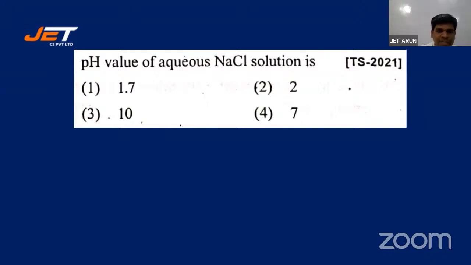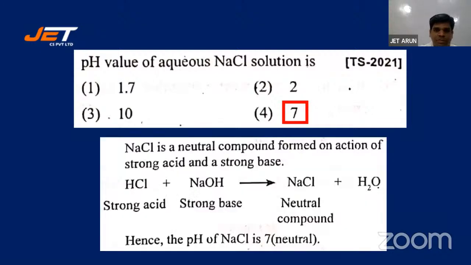Chetan, if it is 10, it turns out to be basic. It's not even basic, let's see the answer. It's 7. It's a neutral solution. All right, Chetan, please correct yourself. Let's go for the next question. NaCl is a neutral compound formed on action of strong acid and strong base. From HCl plus NaOH, you get the neutral compound NaCl. That's why the pH of NaCl solution is neutral, 7. All right?